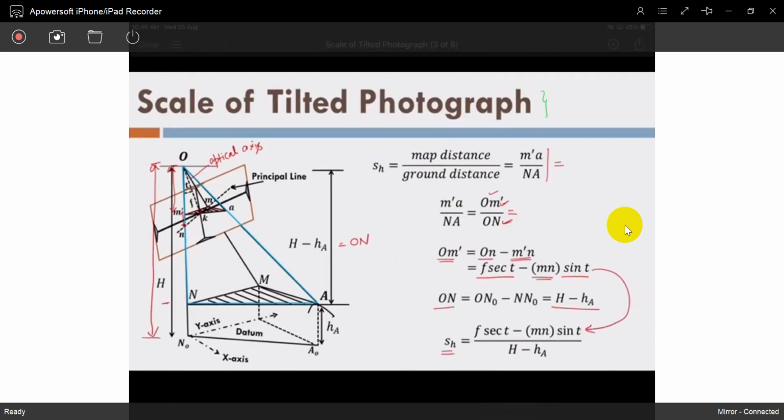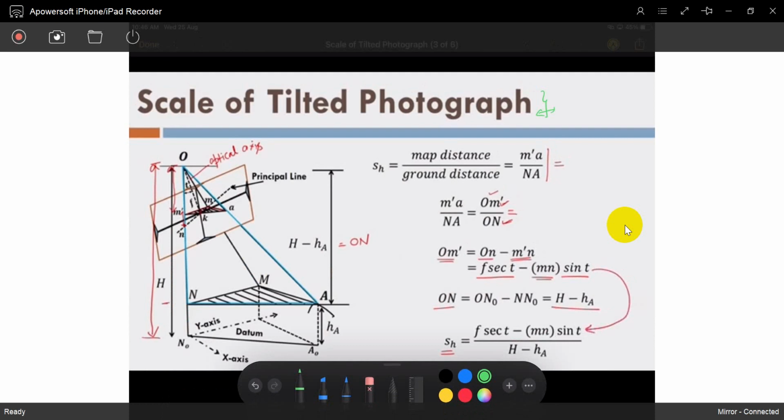What is the scale of a photograph? This is a difficult three-dimensional representation. One thing is peculiar: this is just a scale. Finally, no need for the formula. The formula H minus h will come, the same thing. So F secant theta will come, plus Mn. So what is Mn?